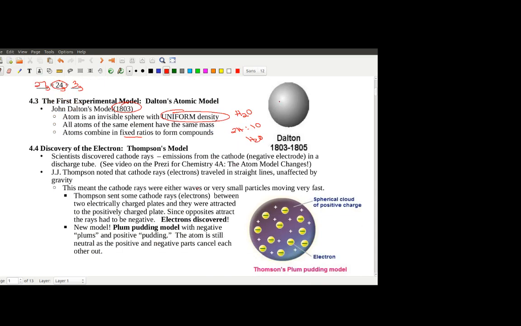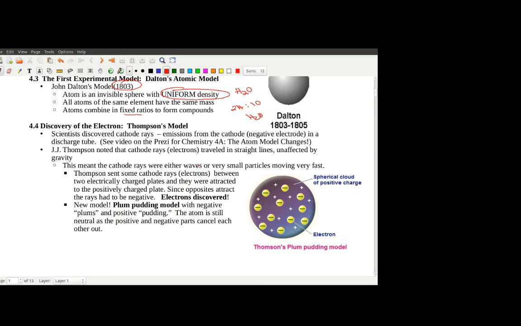He had this solid sphere. That was his atomic model. And then the next atomic model was from J.J. Thomson. He was a scientist that discovered cathode rays, which were emissions from a cathode, a negative electrode. The cathode is the negative electrode. And so we have this negative electrode, basically, this negative source, and it's shooting out these particles. Okay? Now, he set up some plates, and this plate was positively charged, and this plate was negatively charged. And he shot these little particles, and they bent towards the positive charge.